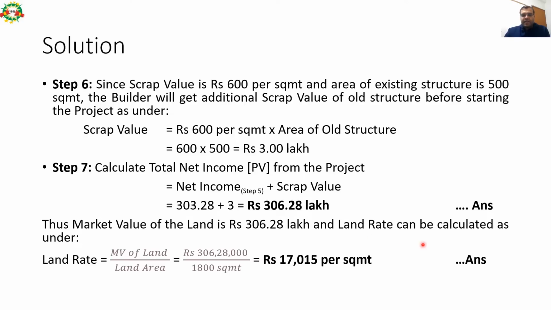And since the land area is given in the question, which is 1800 square meter, that means land rate is equal to market value of land divided by land area, which is equal to 306.28 divided by 1800. That means 17,015 rupees per square meter is the answer to the question. So the examiner may ask total value of the land. The examiner may also ask land area and land rate per square meter. So these two questions can come in the IBBI exam.